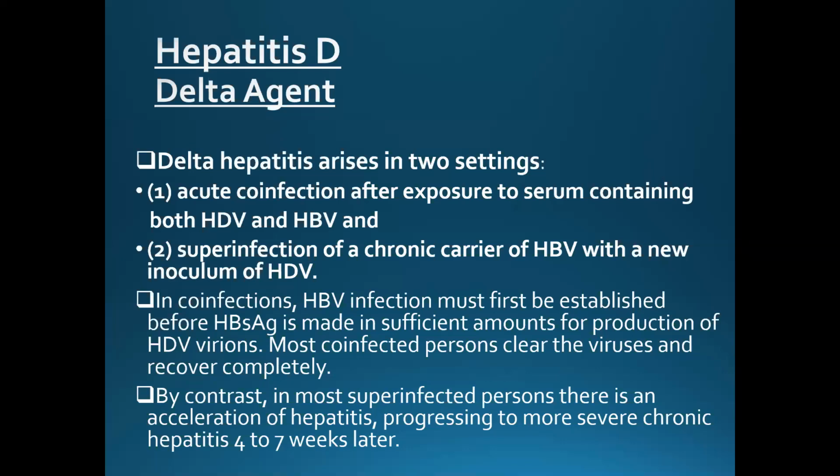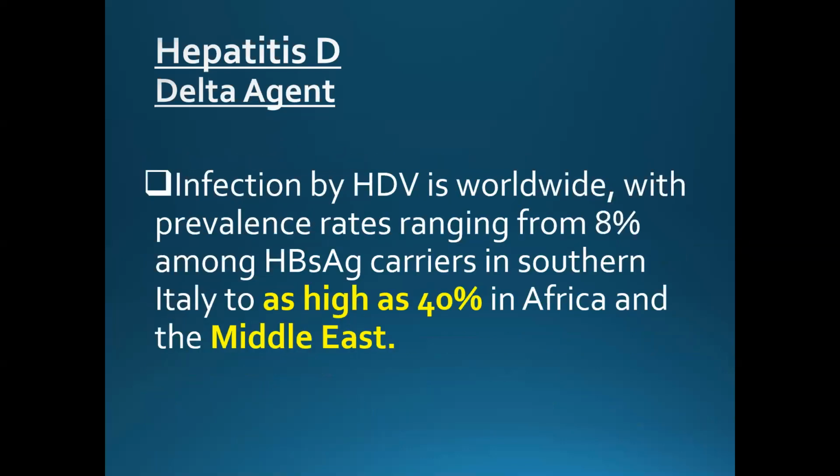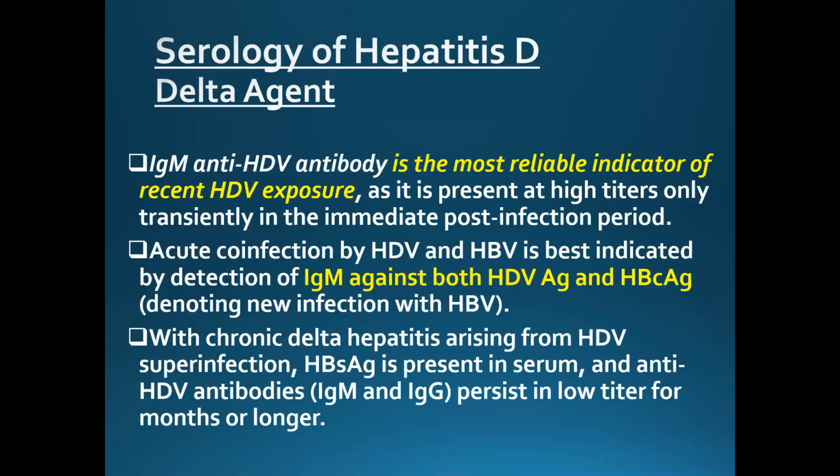In terms of risk factors, similar to what you see with hepatitis B and C. So it's going to be bloodborne, it's going to be IV drug abuse, needles. Sex also is involved. But different scenarios depending on a co-infection versus superinfection. So how about this? 40% in Africa, the Middle East, and Southern Europe, Italy and Spain.